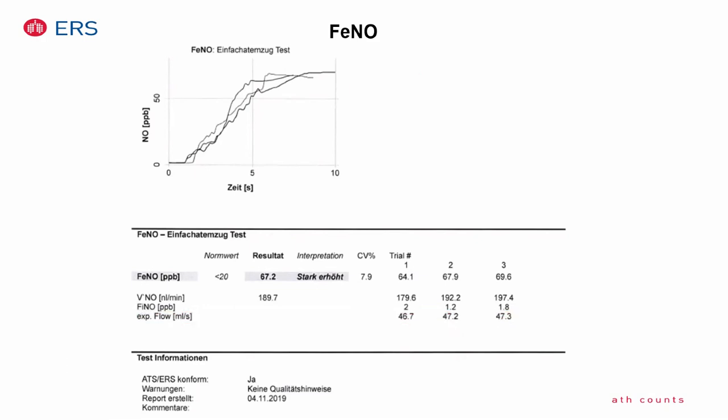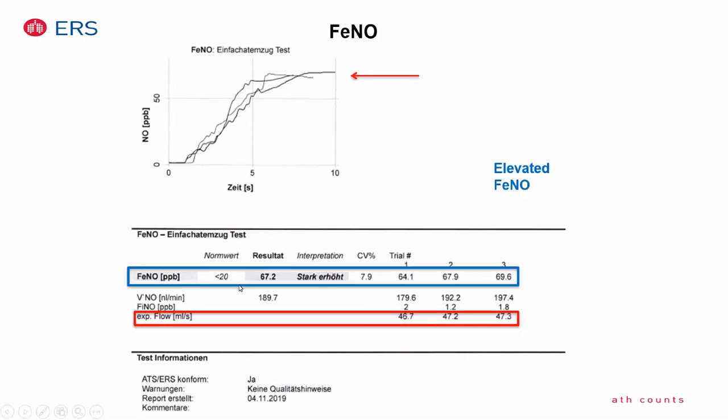And if you look at the values here, you have 67 ppb, which on average, once is 64, 77, 69, so 67 is a good average. It should be less than 20 at this age, so it's markedly elevated. This is compatible with your allergic asthma that is not well controlled.